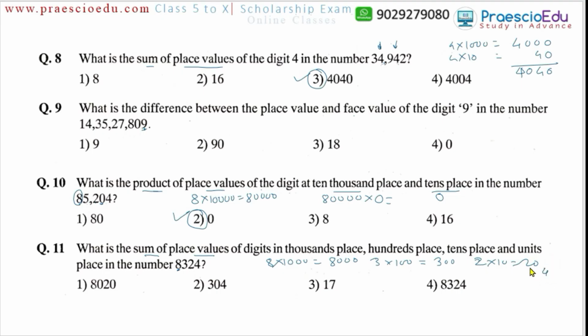And if you add all these, we will get the same number, because in the word format, the expanded form is given indirectly. So that's why the same number will come. And the same number is mentioned in option number 4, which is the correct one.